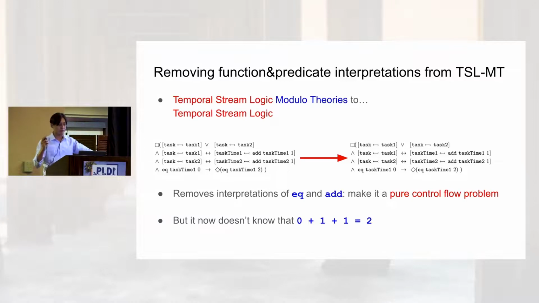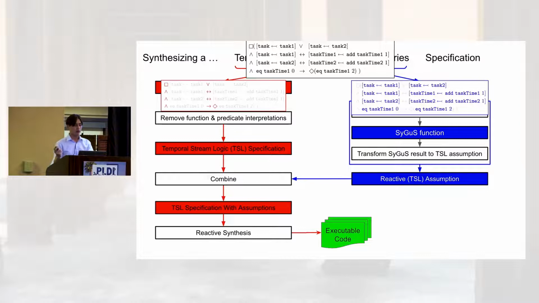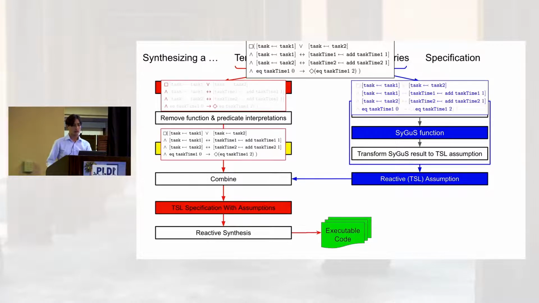Now, the problem is TSL, or temporal stream logic, doesn't know that 0 plus 1 plus 1 is 2. And this is a key idea that we'll bring back later. By stripping away the interpretations, we need to somehow add it back later. And this is the part we do by syntax-guided synthesis, solving this problem and then telling reactive synthesis how to solve it. So now that we've got our TSL specification, let's go to the data transformation problem.